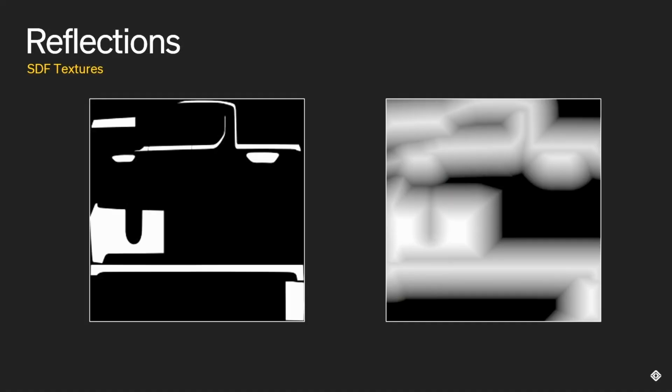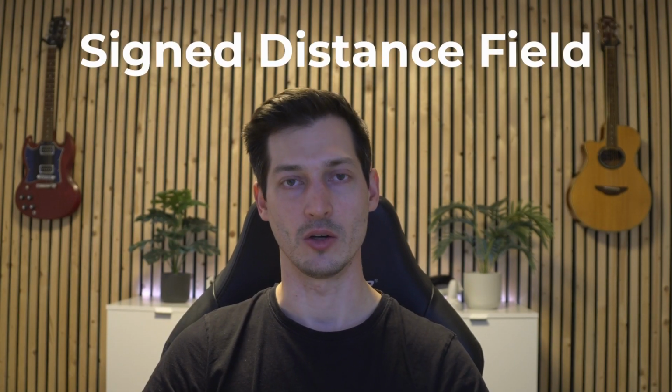When they had drawn the general reflection shapes, they converted the sharp textures to signed distance field textures. A signed distance field texture, or SDF for short, stores the distance of a pixel to the nearest edge of a shape in the positive and negative direction, so whether it's inside or outside of the shape. This results in a blurred gradient kind of look.